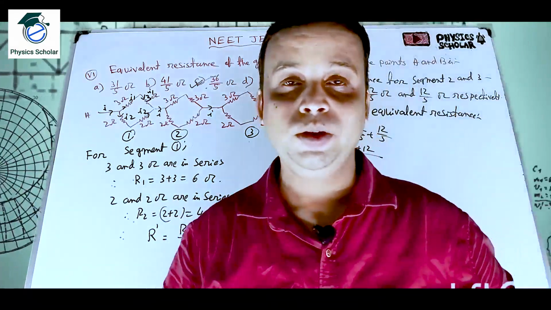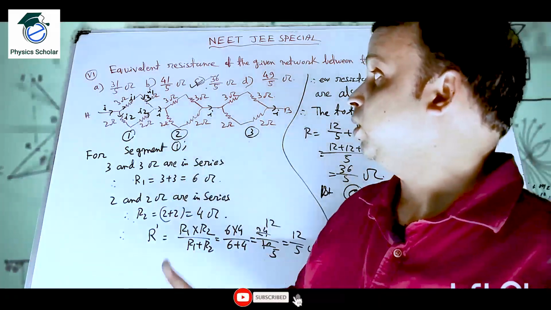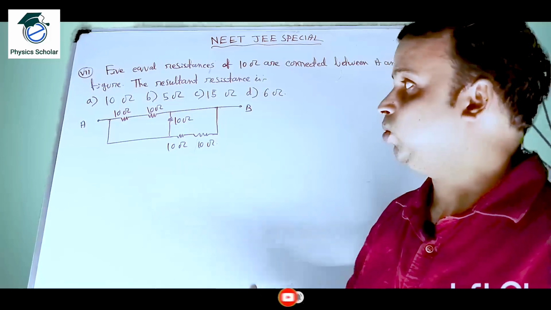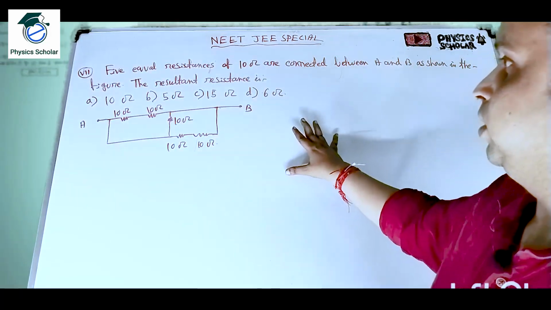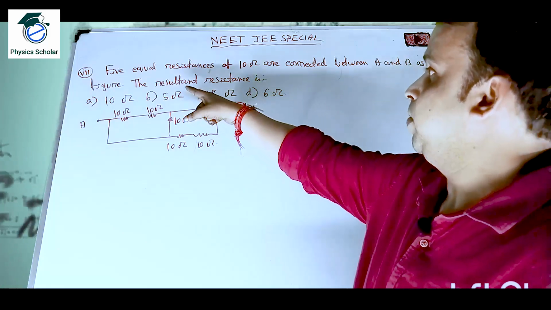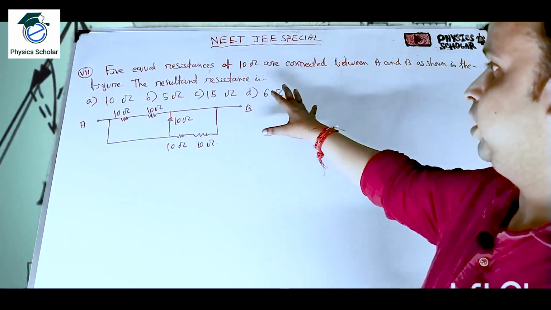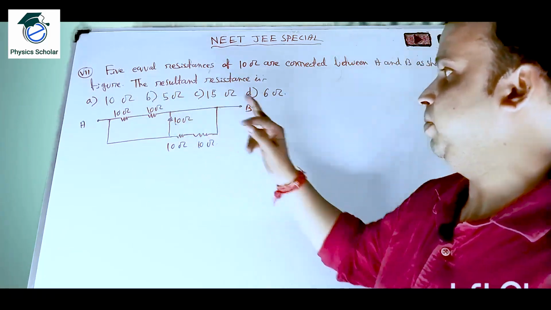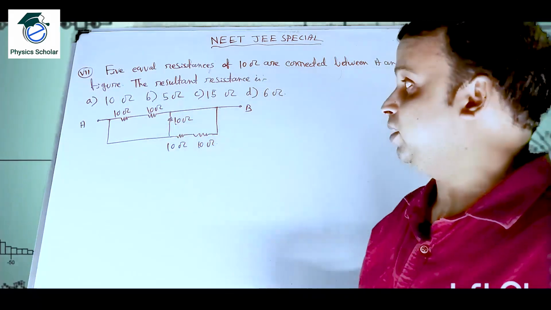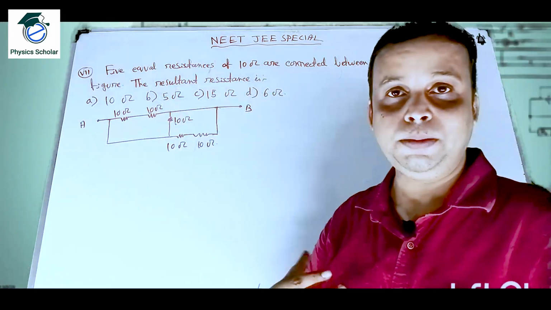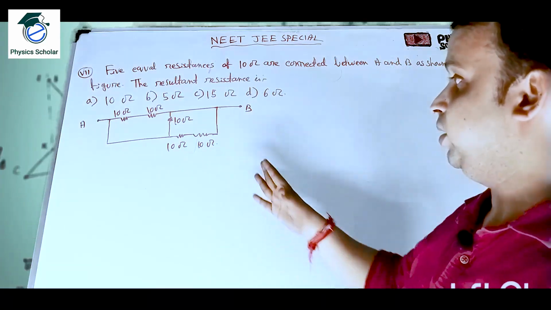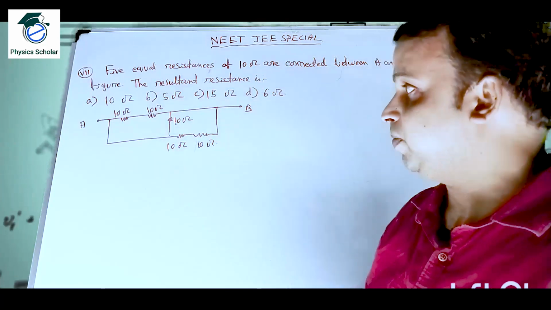So now without further delay, let us move to question number 7 of today's episode. Clear? Let us start. 5 equal resistances of 10 ohms, so 1, 2, 3, 4, 5, are connected in this way as shown in the figure. We have to find the equivalent resistance. That means we have to find out which are in parallel and which are in series. Only we have to do that and we can easily find the answer.